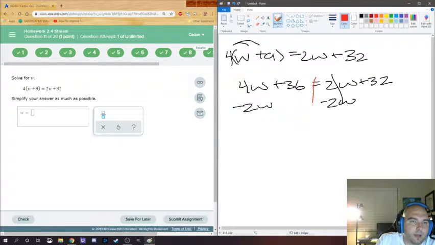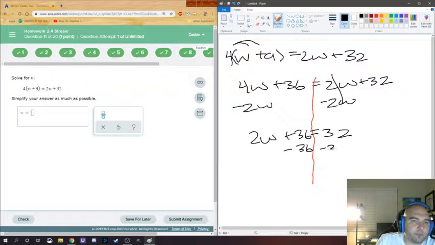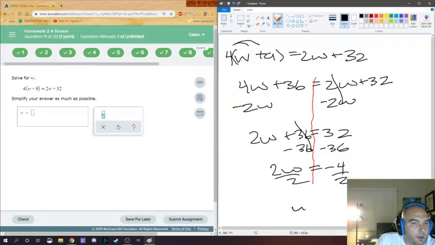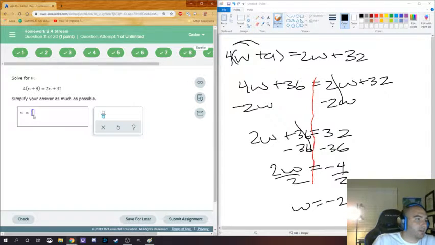Hold on. I haven't been doing this for a while. Let me do this on this one. Draw the line. Subtract 2w on both sides, and that gives me 2w plus 36 equals 32. It's a two-stepper from here. We subtract 36. You get 2w equals negative 4. You divide by 2, and w equals -2. Sorry, that handwriting's getting sloppy.